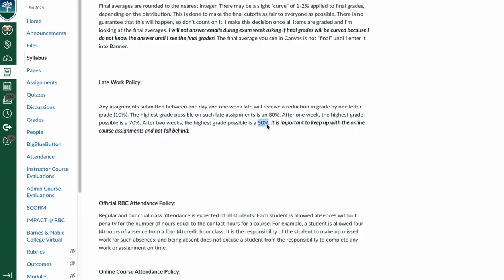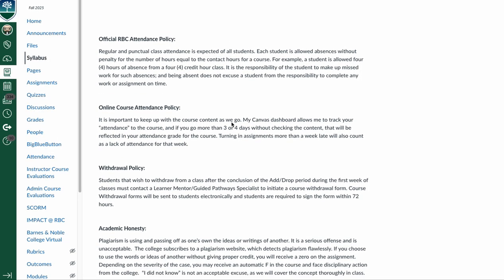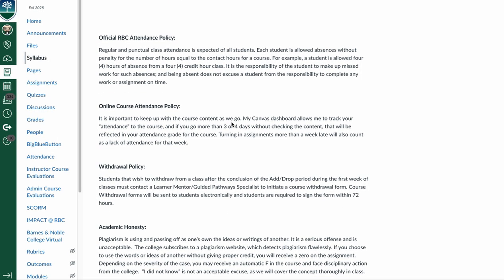But the point of the assignments is to keep you on track with the content. And if you fall 2 weeks behind on the homework, that means you're 2 weeks behind on the content. And that's no good. So get your assignments in on time. If it's a day or 2 late, I might not even notice. It's when it starts to become a week late or 2 weeks late that I really take points off. Online course attendance, like I said, you never want to go more than 3 or 4 days without checking in on the course, or you will fall behind, and you'll fall behind on the assignments.